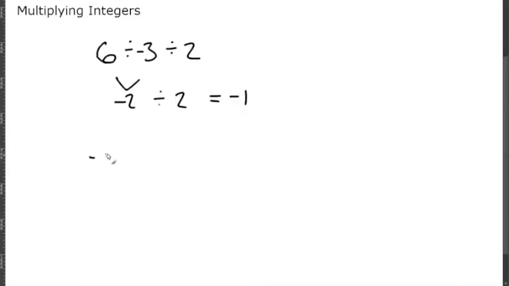Now let's say we have a negative 6 divided by a negative 3 divided by 2. Now, a negative divided by a negative is going to be a positive. So a negative 6 divided by a negative 3 is going to be a positive 2. And we know that a positive divided by a positive is still a positive.